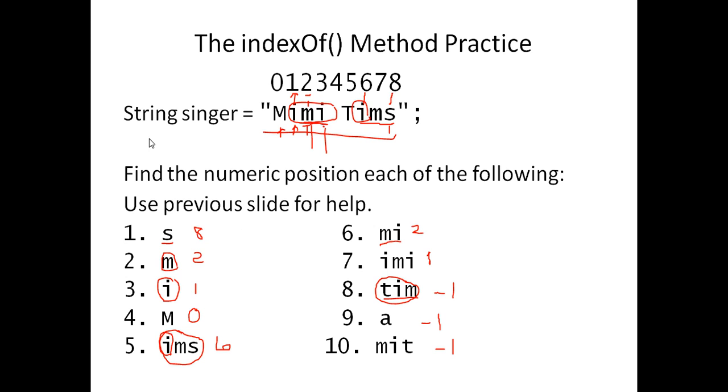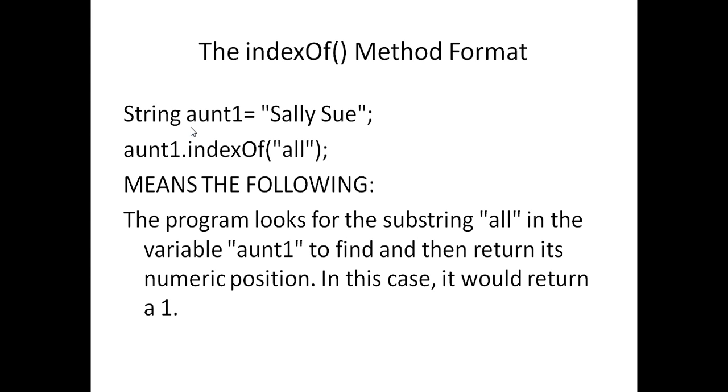So here's the format. Let's say you have a variable, ant1, assigned the value Sally Sue. You put the variable first, dot, indexOf, and then in your parentheses you're going to have a string or a character, and you surround the string with quotes. What is happening is the program is looking for the substring all in the variable ant1. It's looking for all in this value, and it finds it right here. And then it returns its numeric position.